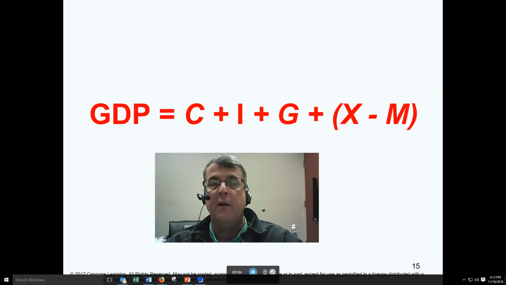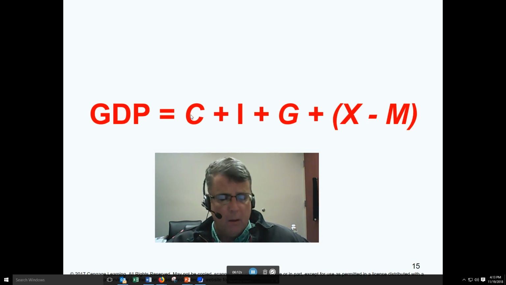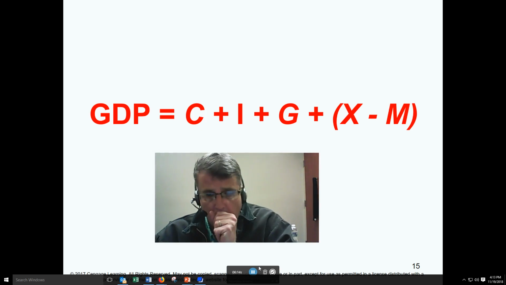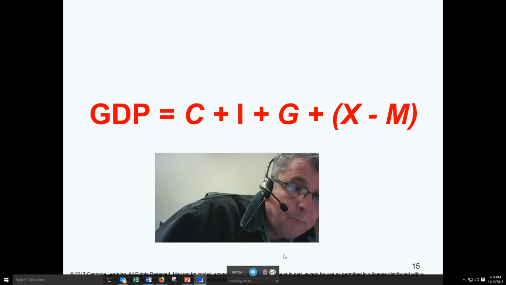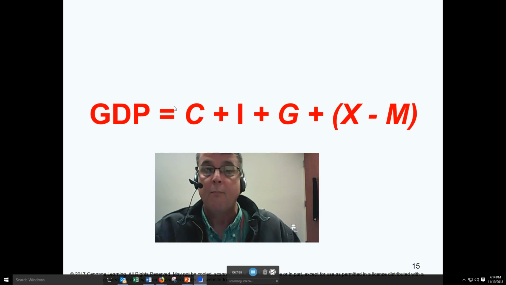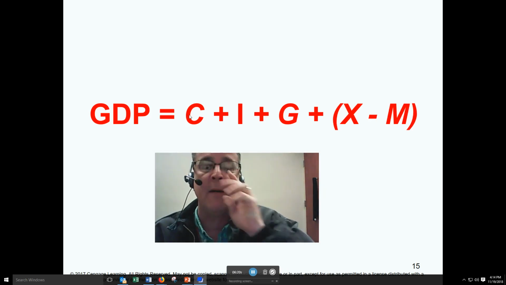First thing I want to show you here, that is the most important equation in all of modern macroeconomics. C plus I plus G plus NX, which is exports minus imports. You've got to have that equation memorized. You also have to remember, when we look at this equation, this is also the equation for aggregate demand.